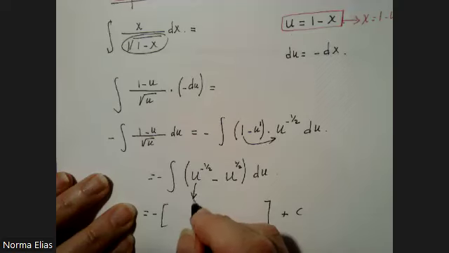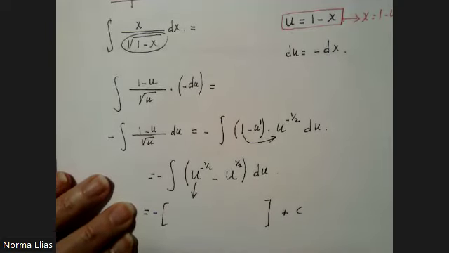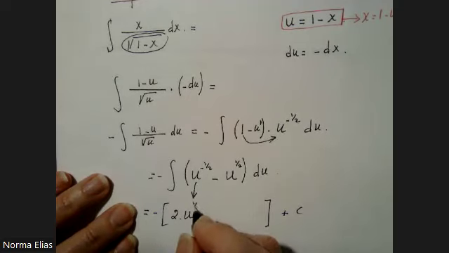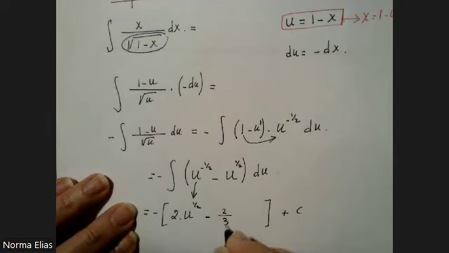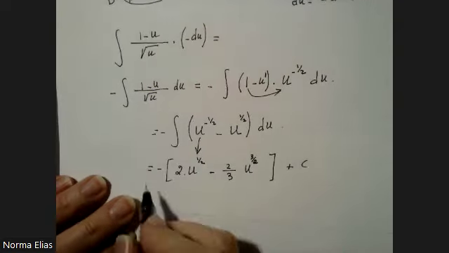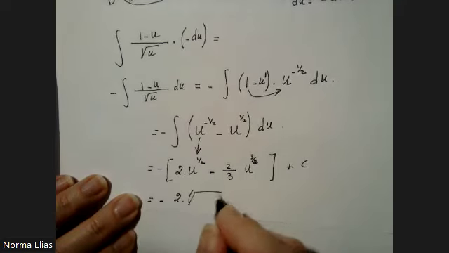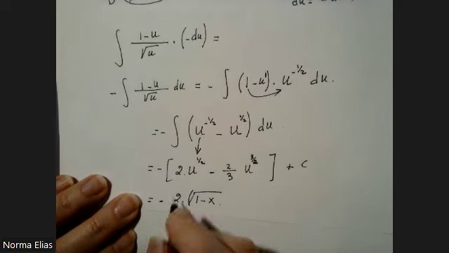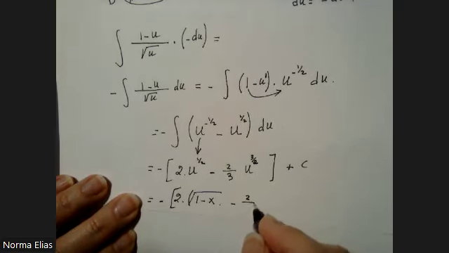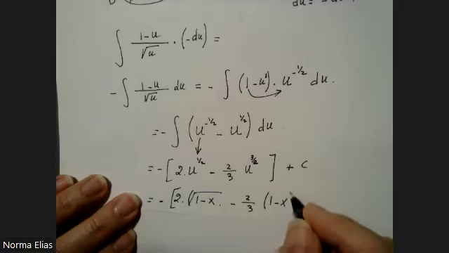Okay. The antiderivative of u to the minus a half is 1 over minus a half plus 1, times u to the minus a half plus 1. Minus 1 over a half plus 1, it means 1 over 3 halves, u to the power 3 halves. So finally, I'll get the following: minus 2 times the square root of 1 minus x, minus 2/3 (1 minus x) to the power 3 halves, plus C.